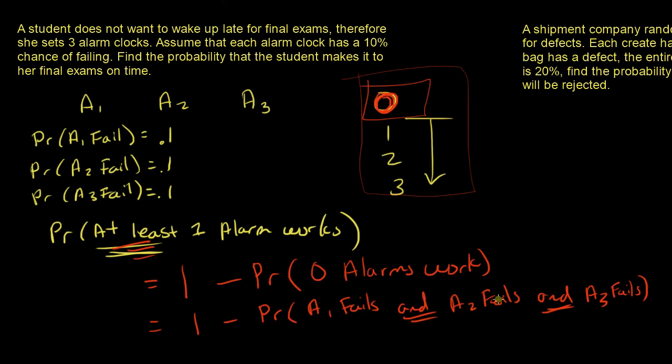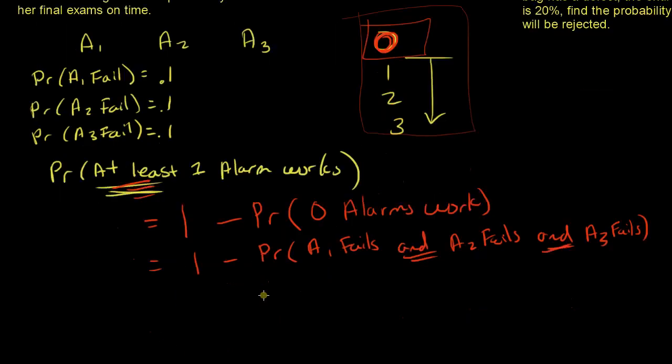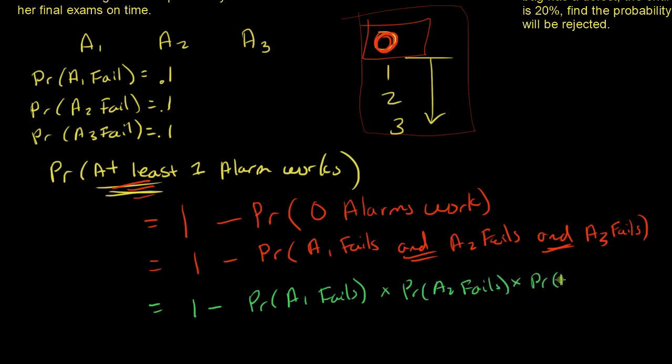Now, assume that the alarms are independent of each other. Why would one alarm be influenced by another alarm? It doesn't make sense. So it's reasonable that these alarms are independent from each other, so we can use the multiplication rule. Let me go and scroll down a little bit. So this is going to be equal to 1 minus the probability that alarm 1 fails times the probability that alarm 2 fails, times the probability that alarm 3 fails.